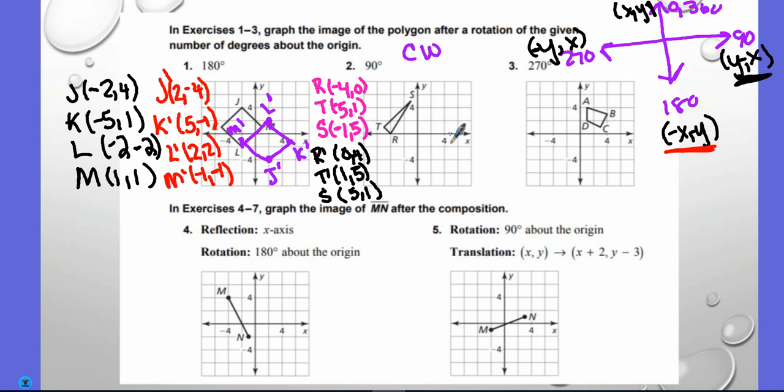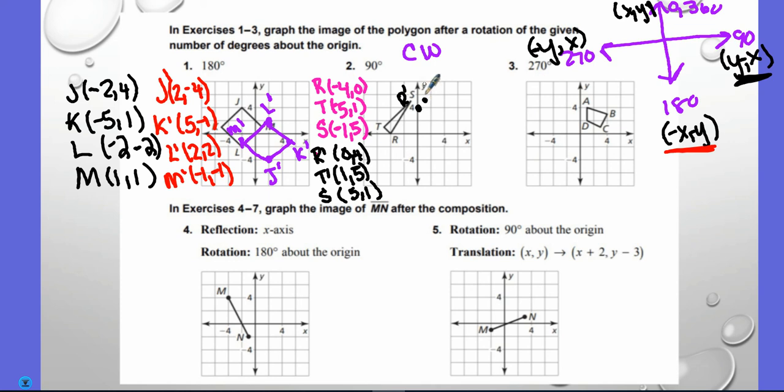Okay, so now let's go and plot this. So this is 0, 4, that's R prime. This is 1 and 5. Let me move that R prime to the other side, get the space. R prime, so this is 1 and 5. It goes about right here.